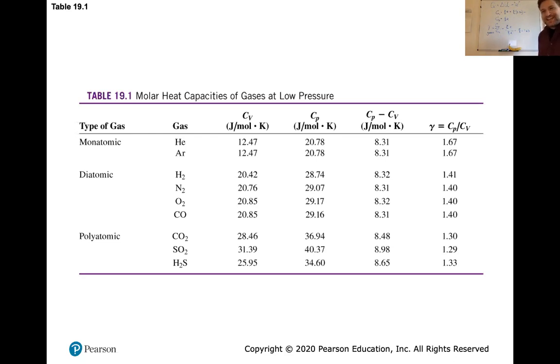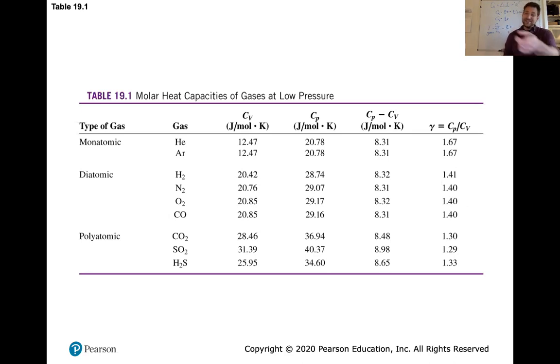Now, the diatomic gases here have completely different numbers. The molar heat capacity at constant volume is 20. And at constant pressure it's 29, 28 or so. The difference between them, interestingly, is still 8.31, still R. And gamma is essentially still the same value within the group of diatomic molecules. They're all basically 1.4. But why are the molar heat capacities different for diatomic gases than for monatomic gases? And never mind what happens to the polyatomic gases. They're all over the place.